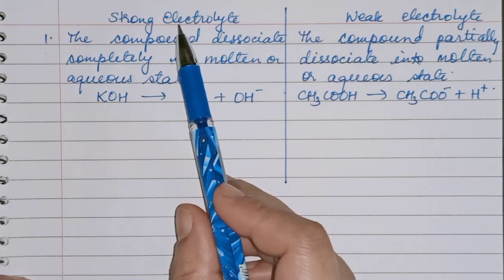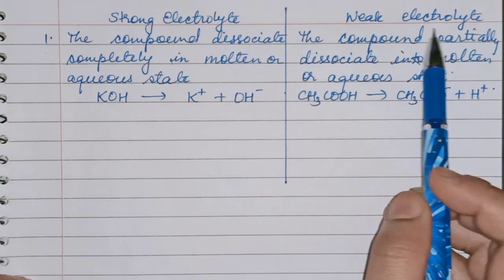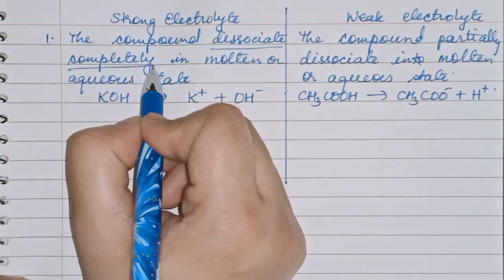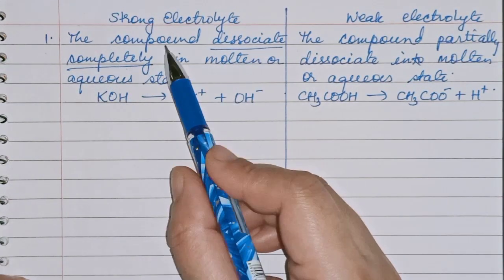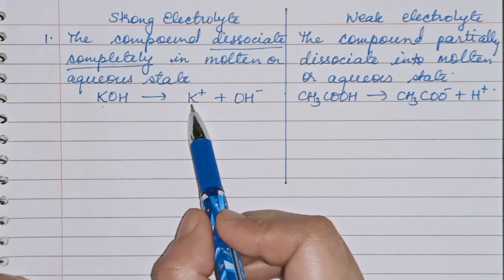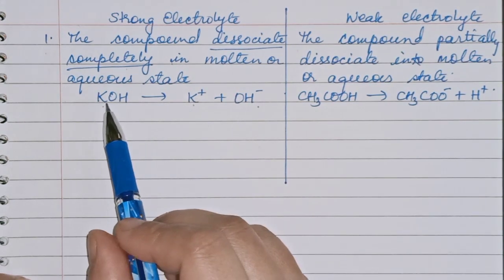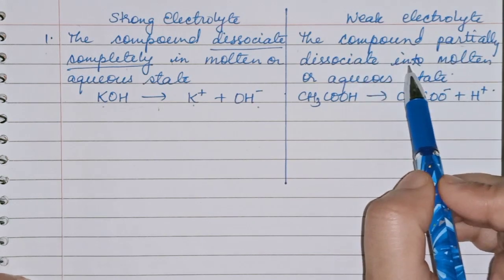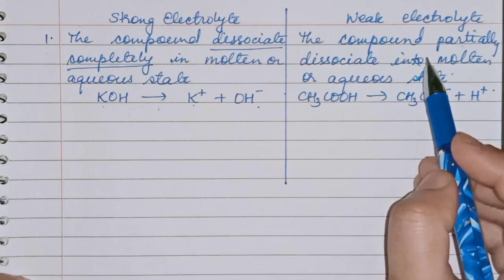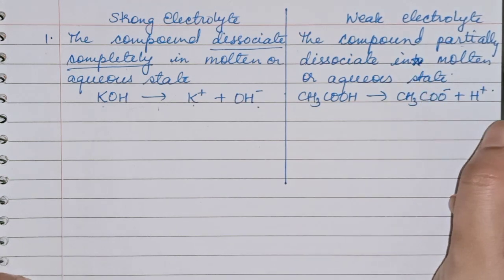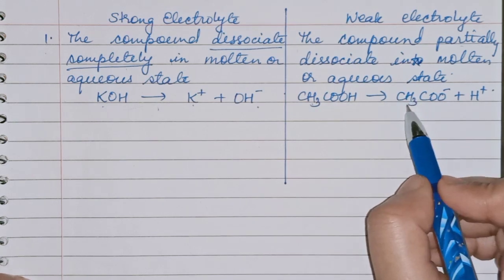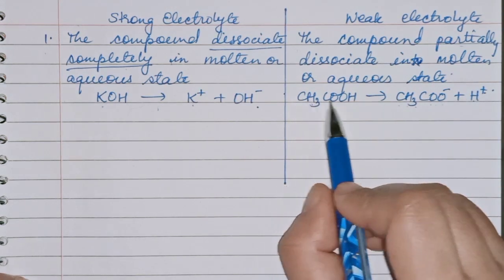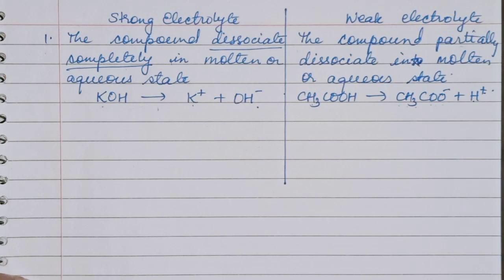Now let's differentiate between strong electrolyte and weak electrolyte. Any compound which dissociates completely in molten or aqueous state is a strong electrolyte, like KOH, giving K+ and OH- ions. These are dissociating completely, so it is a strong electrolyte. In the other case, the compound partially dissociates in molten or aqueous state. Like acetic acid, it dissociates into CH3COO- and H+ ions. Here the dissociation is partial, so you can say it is a weak electrolyte.